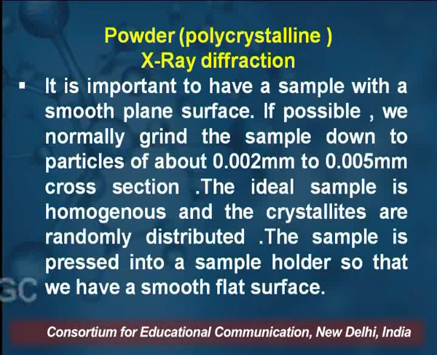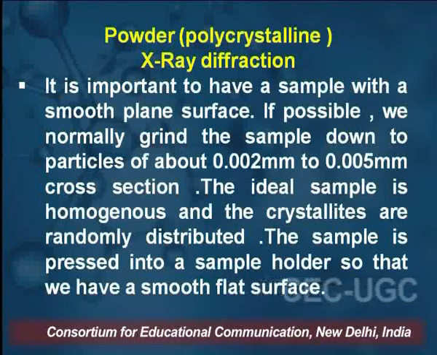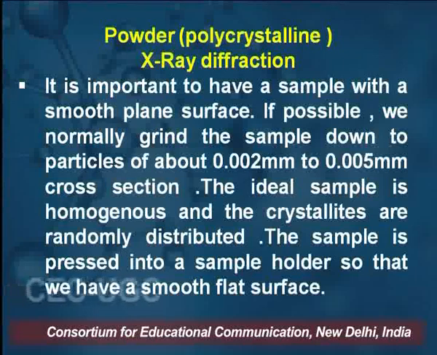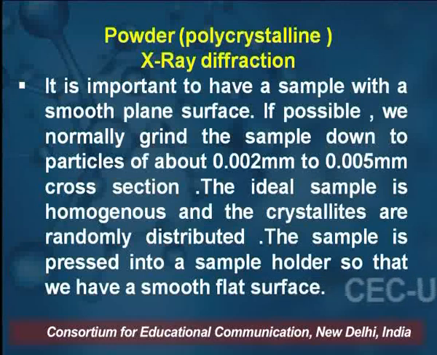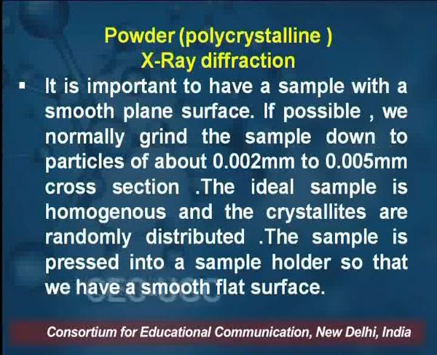The second is the powder, which is also known as polycrystalline. For polycrystalline, it is very important to have a sample with a smooth plane surface. Here we crush the crystal into powder form, and this powder is used for the X-ray diffraction, so we can get the smooth plane surface. We normally grind the sample down to a particle size of about 0.002 mm to 0.005 mm cross section.